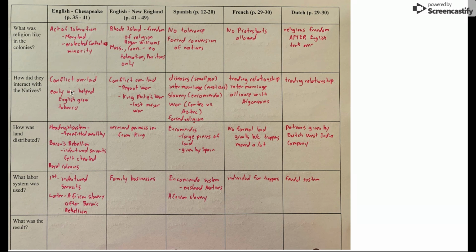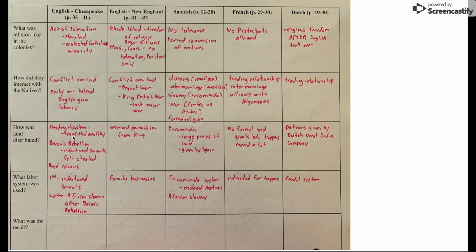In terms of interaction with natives, a lot of conflict over land. Early on, you had some cooperation about growing tobacco and stuff, but mostly conflict as the English expanded moving inland, they were in conflict with the natives. In terms of how land was distributed in the Chesapeake region, because it's agriculture, this headright system benefited the wealthy people that were there first.